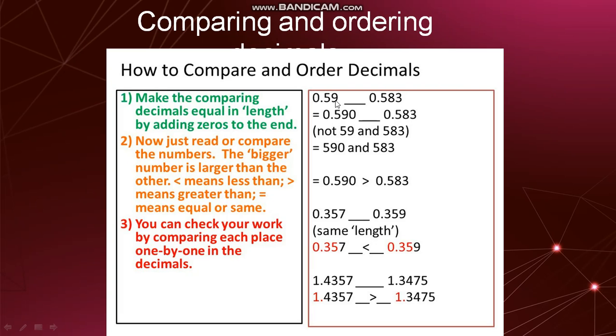So I am going to make this like the other one, by adding a 0. Right, now this is 0.590 and this is 0.583. So we have to compare. 0, 0, same. Next 5, 5, again same. So go to the next. 9, 8. So yes, this one is bigger. As you can see, this one is bigger.